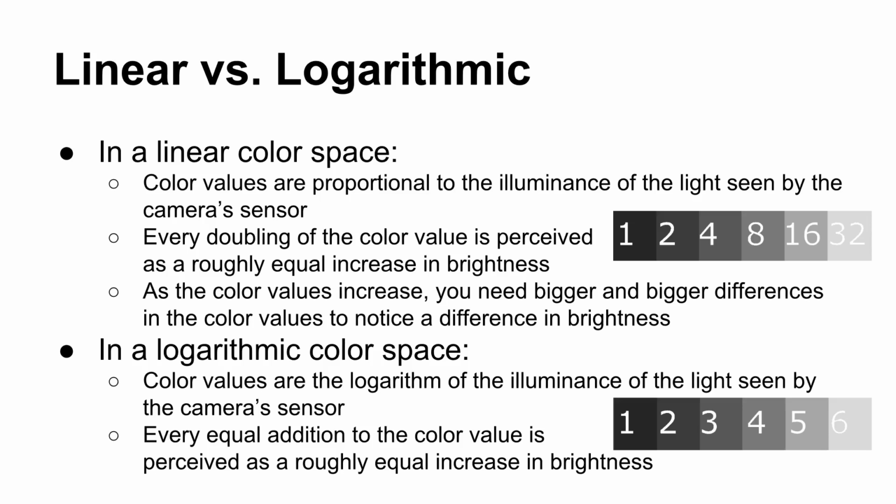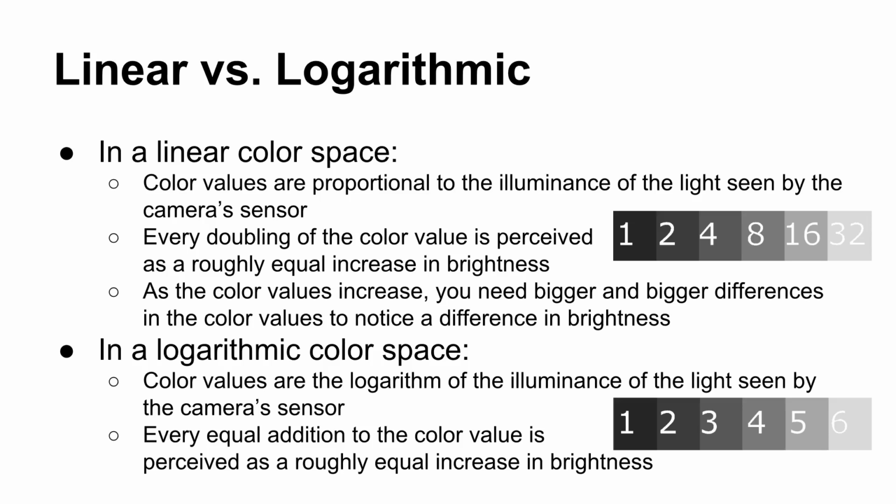Illuminance is the intensity of the light seen by the camera's sensor. In a linear color space, the color values are proportional to the illuminance. Every doubling of the color value is perceived as a roughly equal increase in brightness. And that means as the image gets brighter, the color values become very large very quickly. They're growing exponentially, and so a linear color space needs a wide range of color values to represent natural images.